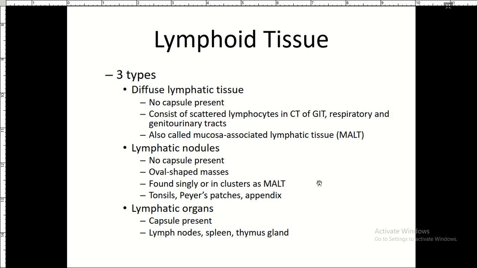So in the GIT, these lymphatic nodules will be found. We have the tonsils, Peyer's patches, and the appendix lymphatic nodules. You're going to see as we go.